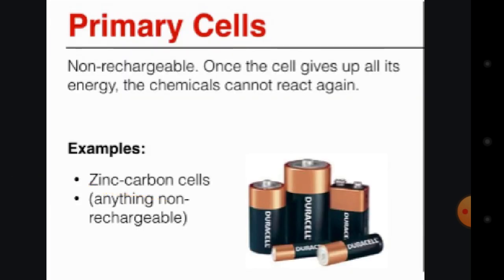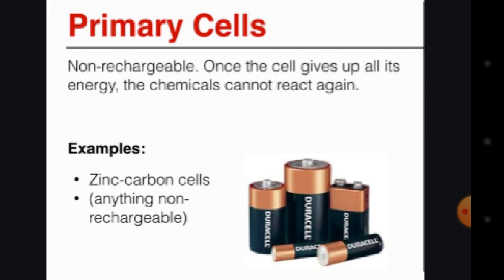Here we are to talk about the primary cell. Normally when we say cell, we are talking about chemical energy that is used to turn into electrical energy, to give electricity or to give light or something like that. So it is due to the cell. Normally we have a primary cell and a secondary cell. Here we are talking about the primary cell.